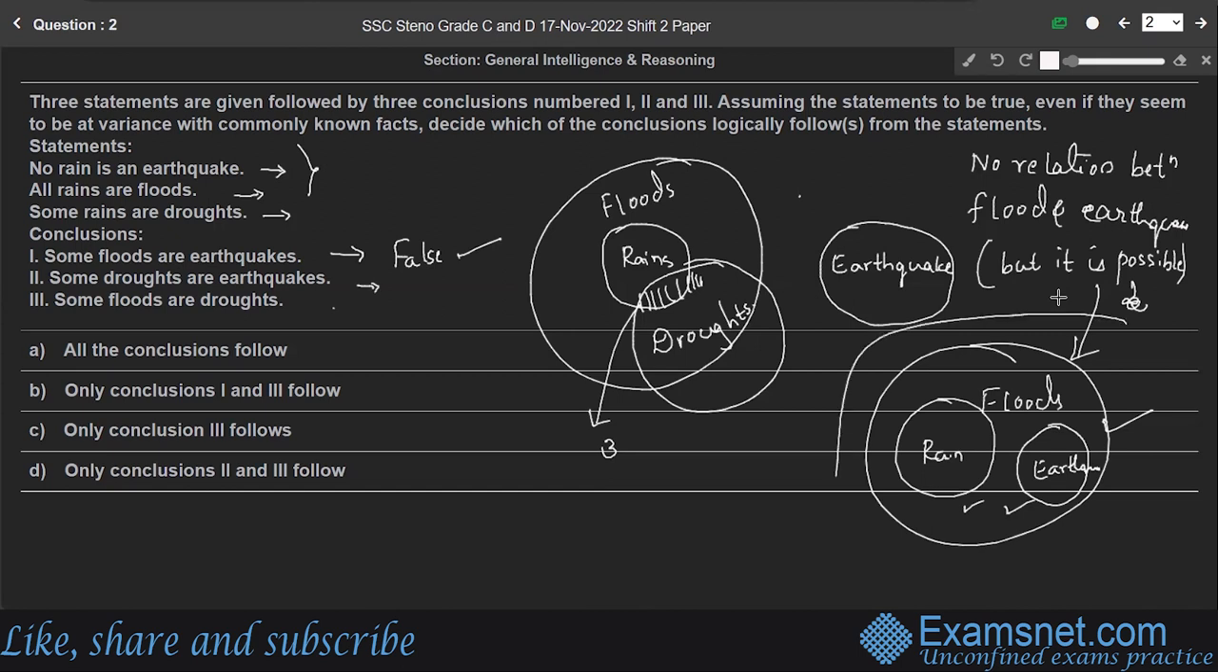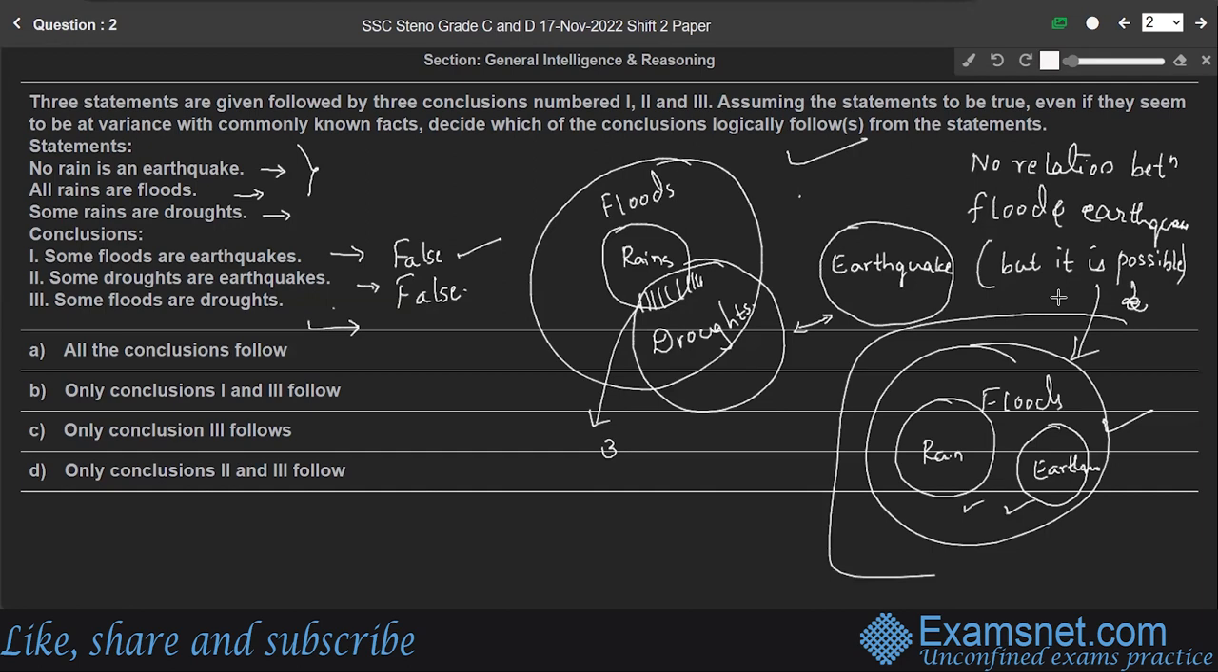So now, look at the first Venn diagram. Some droughts are earthquakes. So there is no relation between the set of earthquakes and droughts. Therefore, for the same reason, it is a false conclusion. No relation between droughts and earthquakes. And the third conclusion is some floods are droughts.